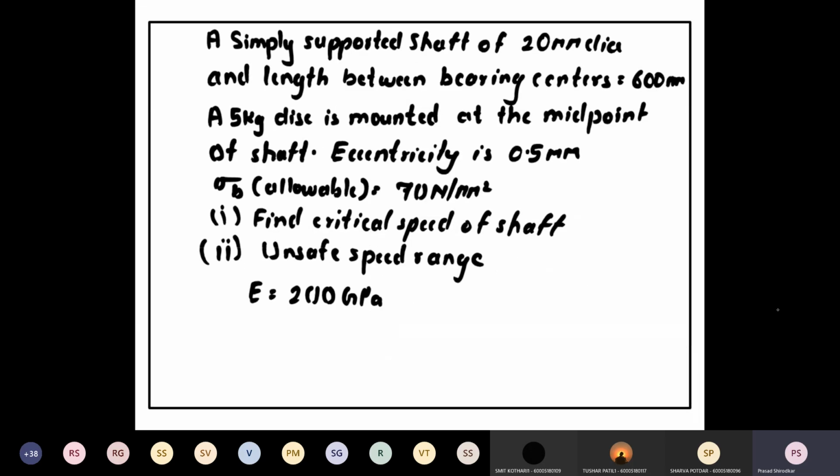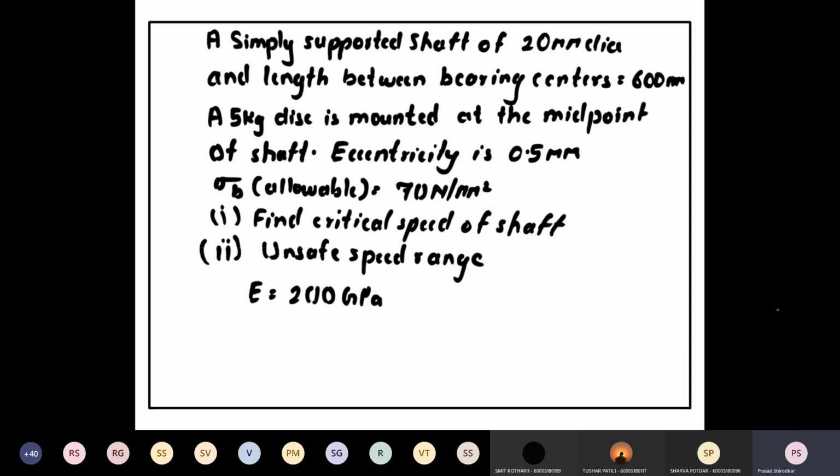So we will start with some examples. We already did one example yesterday, so we'll continue with that. All right, so I will just read the example. A simply supported shaft of 20 mm diameter and length between bearing centers equal to 600 mm. A 5 kg disc is mounted at the midpoint of the shaft. Eccentricity is 0.5 mm. Sigma bending allowable is 70 Newton per mm square. Find the critical speed of shaft and unsafe speed range. E is given as 200 GPa. All right. Let's start with this example.